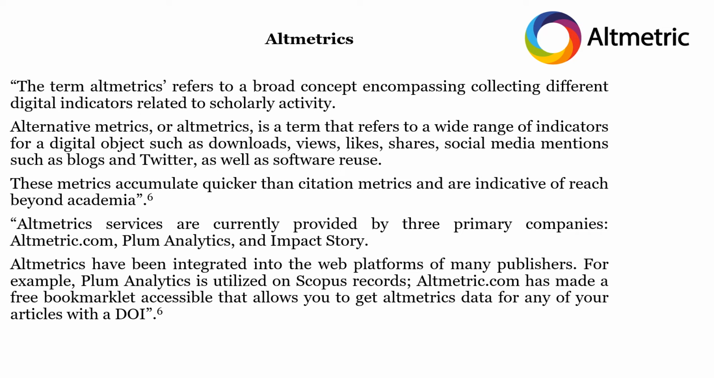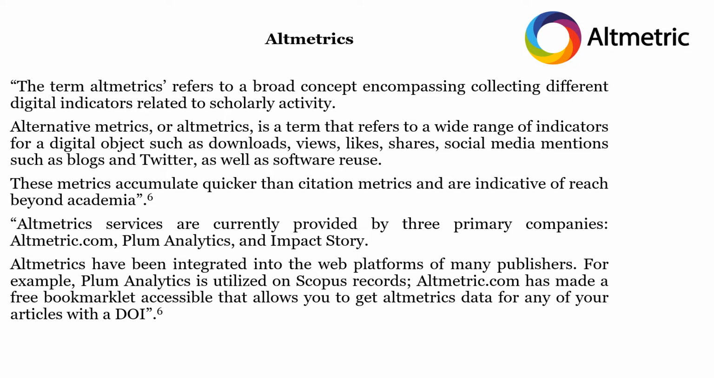The second one in the article level metrics is the altmetrics. The term altmetrics refers to a broad concept encompassing collecting different digital indicators related to scholarly activities. Alternative metrics or altmetrics is a term that refers to a wide range of indicators for a digital object such as downloads, views, likes, shares, social media mentions such as blogs and Twitter, as well as software reuse. These metrics accumulate quicker than citation metrics and are indicative of reach beyond academia.